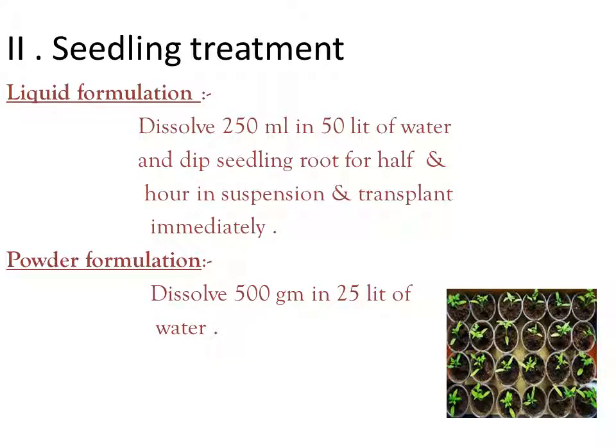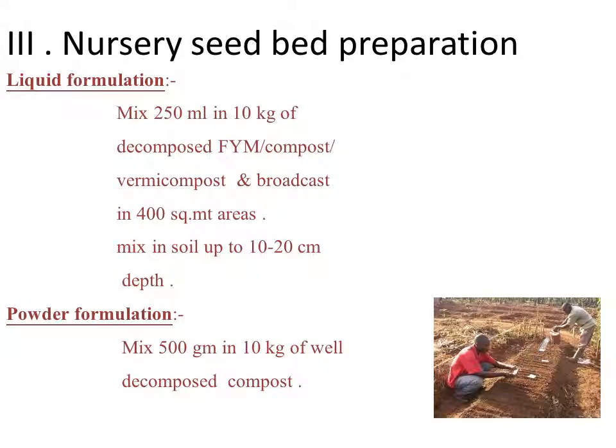Seedling treatment can be given by dissolving this solution in a sufficient quantity of water, which can be directly applied to the root system of the seedling. Even the powder formulation can be used for application in nursery beds for seedling treatment. For nursery seed bed preparation, before preparing the seed bed, we can directly apply it through decomposed compost or FYM, and an FYM layer can be applied at the top of the bed. Even while watering the bed, we can mix this formulation with the irrigation water and drench it through the seed bed.